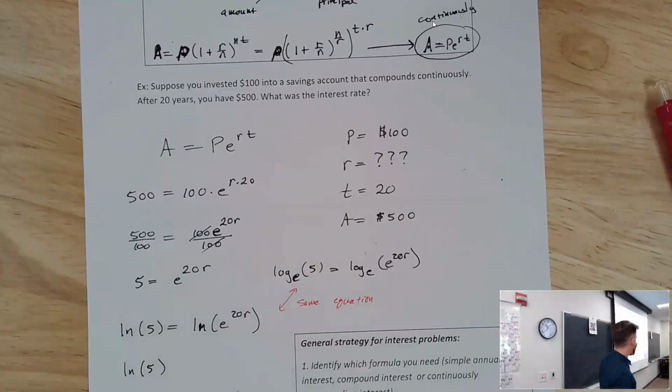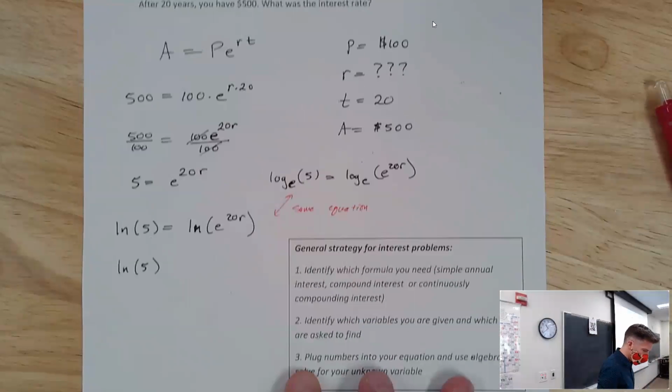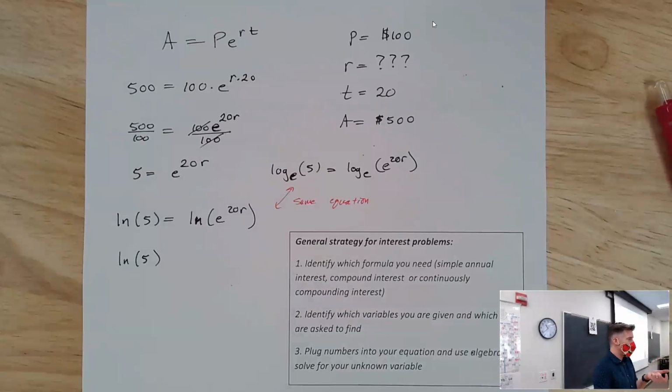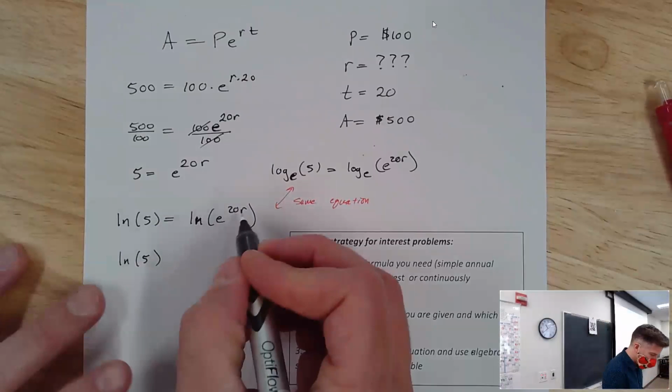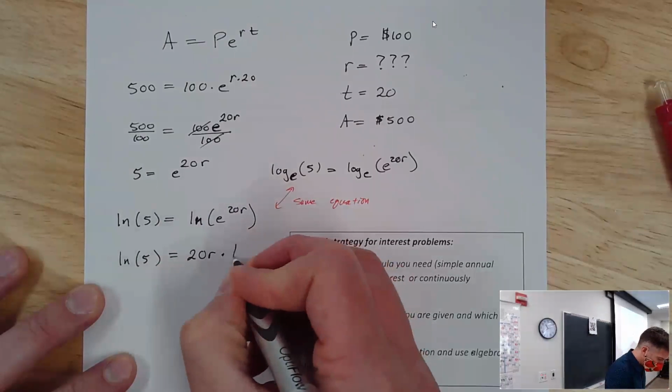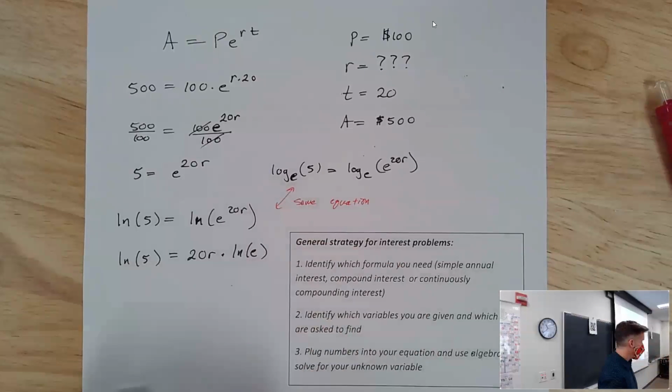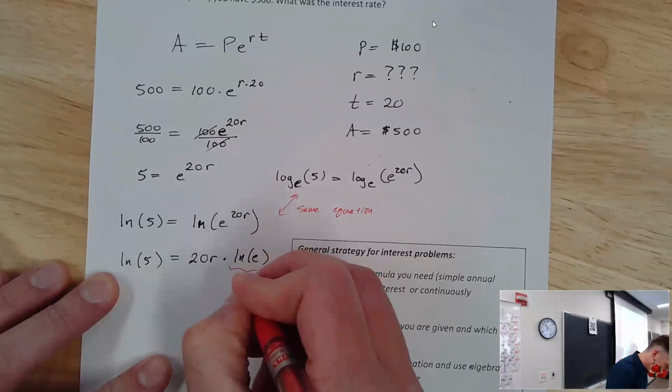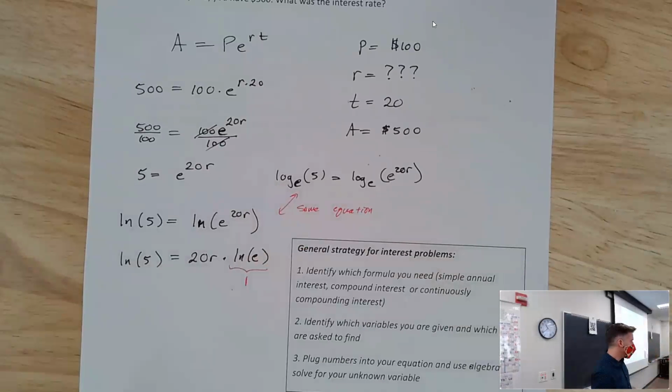what's the natural log of E to the 20R? You can either do this in one step and just say, I know that the natural log of E to the something is just the something, or you can do it in 2 steps. You can bring the 20R down in front, and then you're left with the natural log of E. And then the natural log of E is just 1. Because you're saying E to what power equals E? Oh yeah, the power of 1.